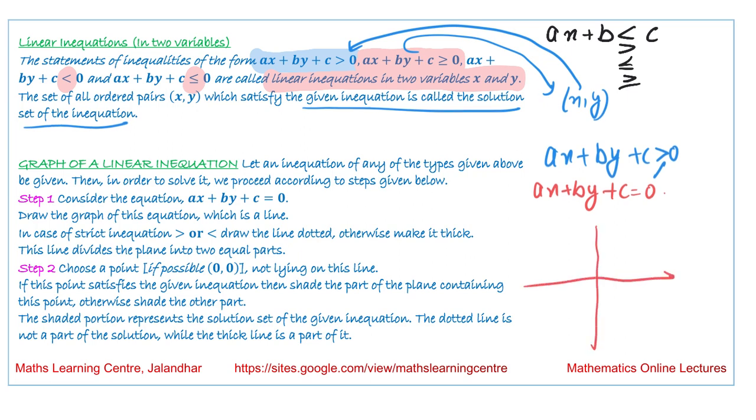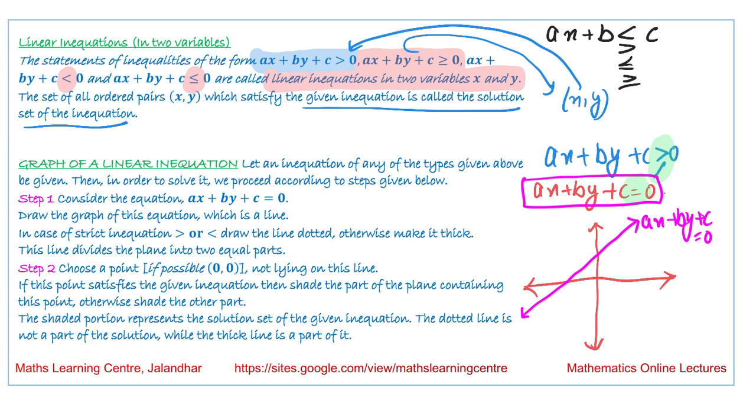In place of the inequality sign, we take the equality sign. This equation will be a straight line. Suppose this is the line ax plus by plus c equal to 0. The next step: we may have any of these signs, either less than, greater than or equal to, less than or equal to, or greater than.